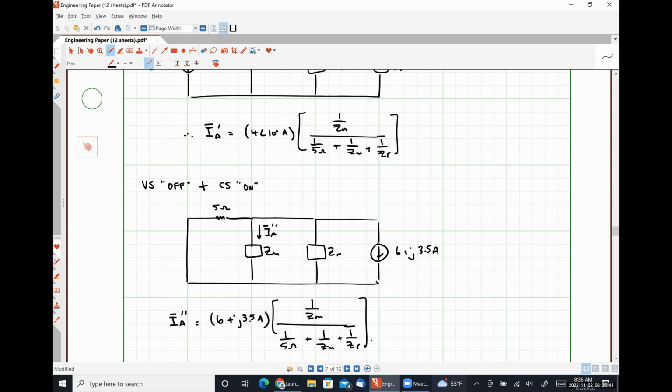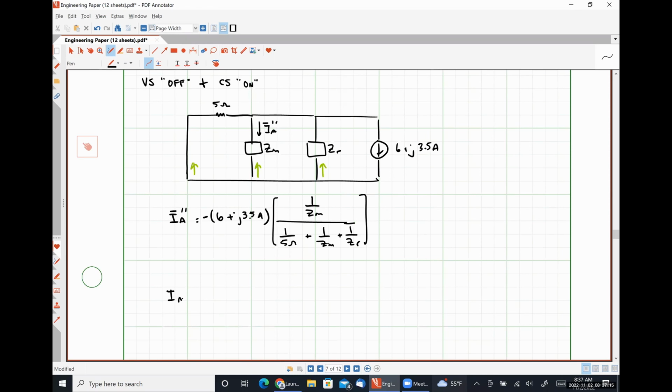Which of you noticed my mistake? What am I missing? This one was actually intentional. There we go. So the expectation here is that when this current flows down, it will branch off and flow up through these three impedances in parallel. IA double prime is defined in the down direction, so we need to make sure to include a negative sign to account for that. And then we would put these results together and say that IA is IA prime plus IA double prime.